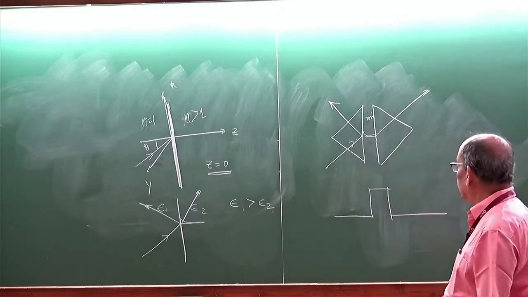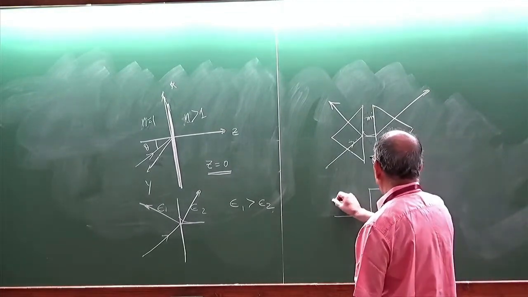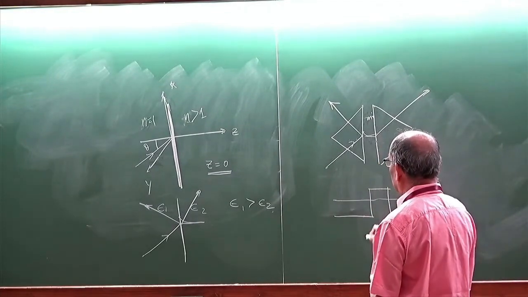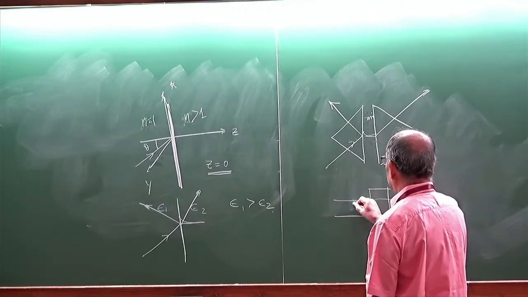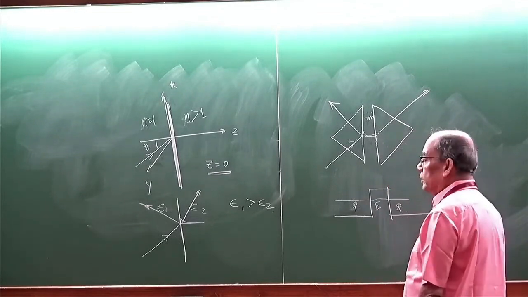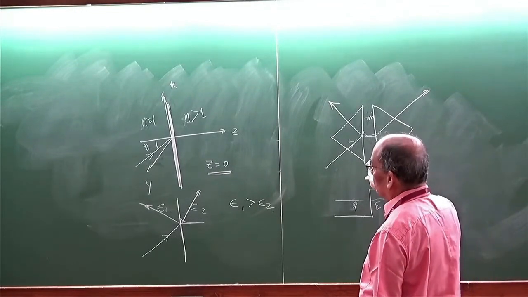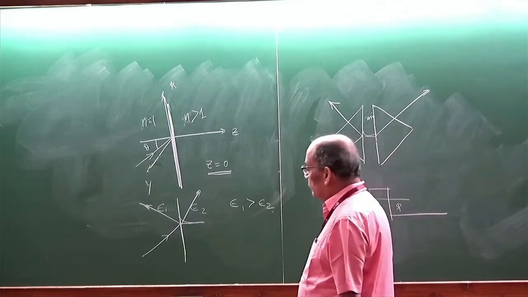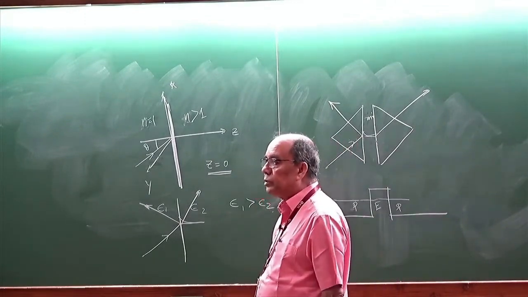Okay? Because if you come in with an energy lower than this height, here the waves are propagating, here the waves are evanescent, and here again the waves are propagating. That is mimicked by this setup. And the way you handle these boundary value problems is very simple.